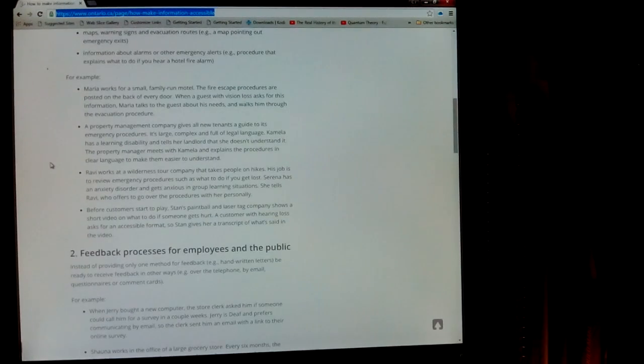For example, Maria works for a small family-run motel. The fire escape procedures are posted on the back of every door. When a guest with vision loss asks for his information, Maria talks to the guest about his needs and walks him through the evacuation procedure. The property management company gives all new tenants a guide to its emergency procedures. It's large, complex, and full of legal language. Camilla has a learning disability and tells her landlord that she doesn't understand it. The property manager meets with Camilla and explains the procedures in clear language to make them easy to understand.